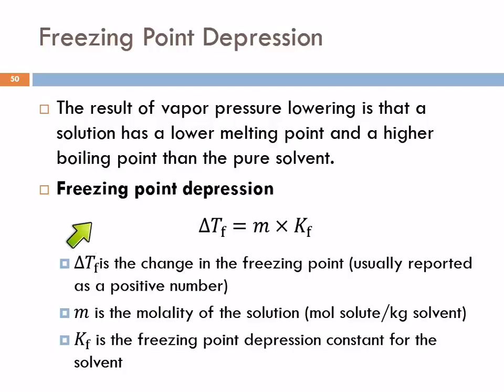We can, of course, measure the freezing point depression and predict what's going to happen. And this is the equation. The change in the freezing point is the molality of the solution times a constant. And that constant is going to vary and be specific for a solvent. Again, what solute you put in there doesn't matter, it's the number of particles. And that's why we have to look at the molality, because that's the moles of solute per kilogram solvent.